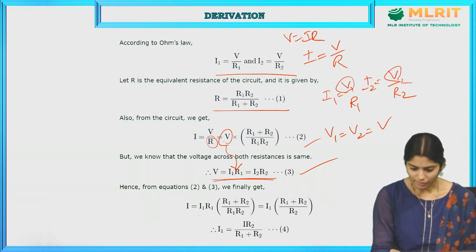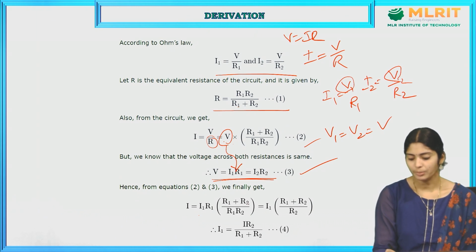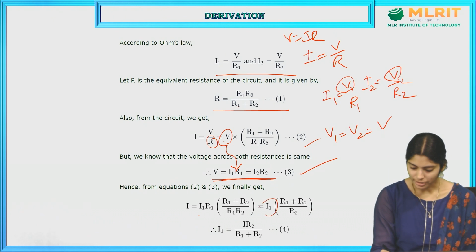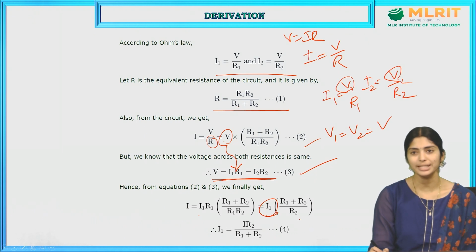So I1 R1 into (R1 + R2) by R1 R2. So that is equal to I1 R1 plus R2 by R1 R2. So therefore I1 is equal to, what we can write down? Total current I into R2 by R1 plus R2.